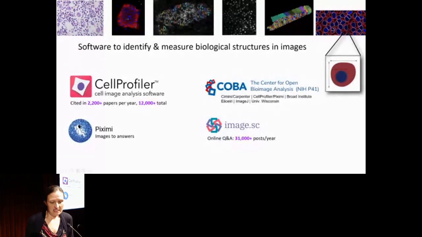And these tools have stayed healthy, CellProfiler in particular, and ImageJ as well, thanks to an NIH grant for creating the Center for Open Bioimage Analysis. It's unusual for these NIH P41 centers to be software focused. So if anyone has questions about that, I'm happy to provide our experience.